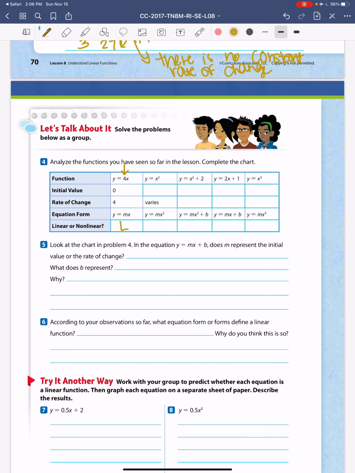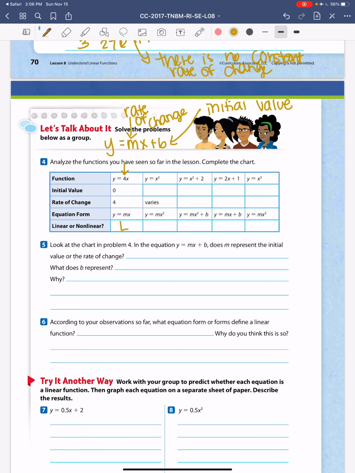Then we have y equals x squared. Remember, we're going to go by y equals mx plus b, where m is going to be our rate of change and b is going to be our initial value.